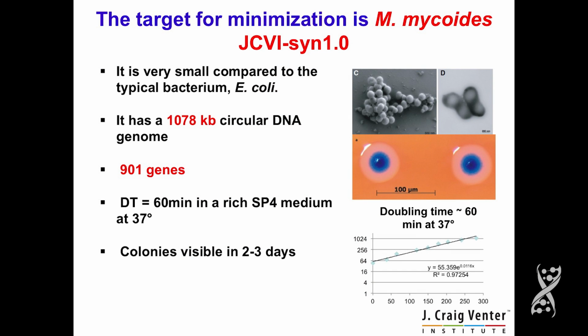All right, so we had two of the things we needed. We could synthesize genomes and we could transplant them. The next thing we needed, and so we chose mycoides as our target for minimization. It has a reasonable sized genome, a little over a megabase. It has 901 genes. The doubling time is just about an hour, and it gives nice colonies.